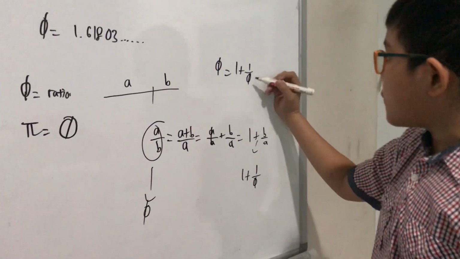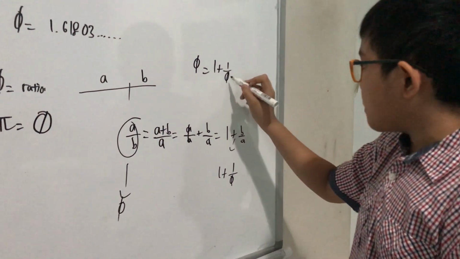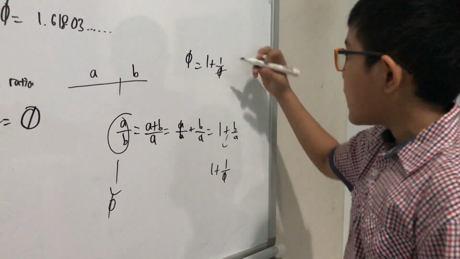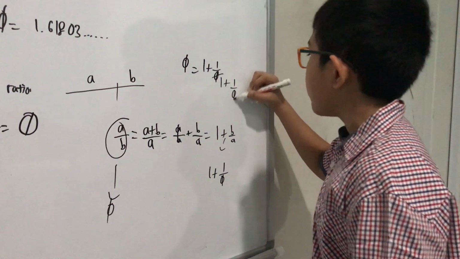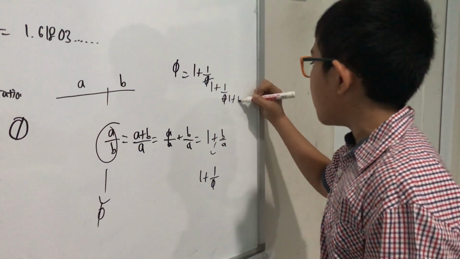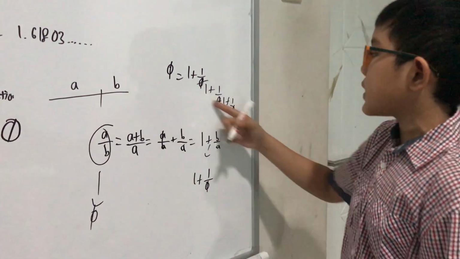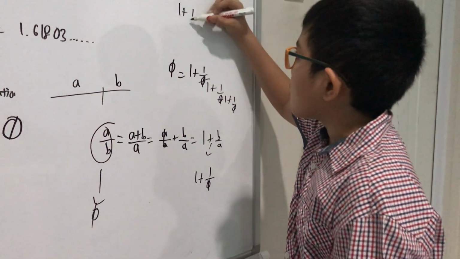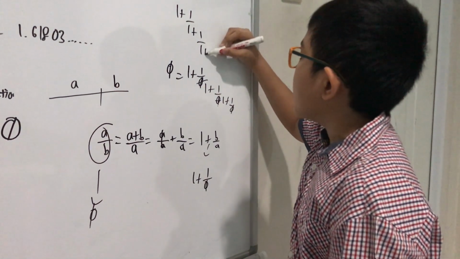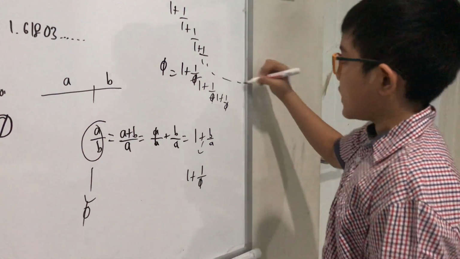And because phi is also 1 plus 1 over phi, it means that this phi right here means 1 plus 1 over phi. And this phi means 1 plus 1 over phi. And you can keep on continuing this until you reach 1 plus 1 over 1 plus 1 over 1 plus 1 over, and until you reach infinity.